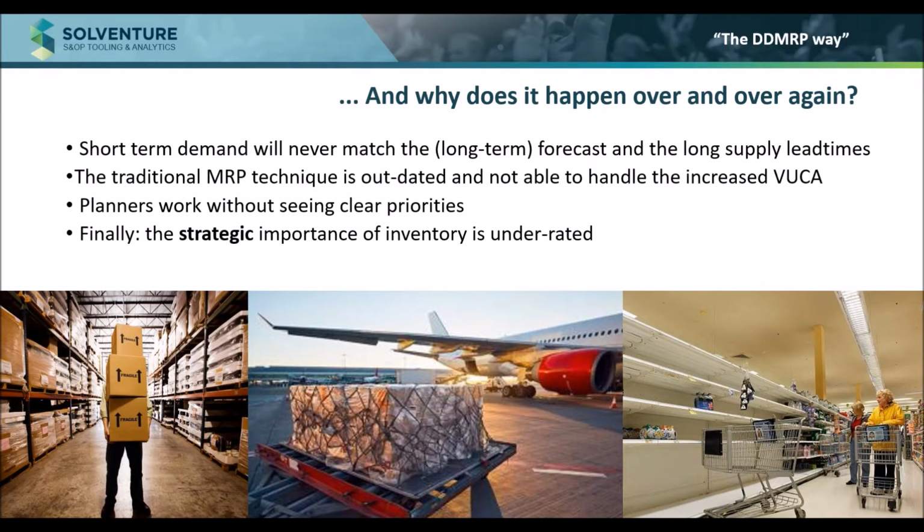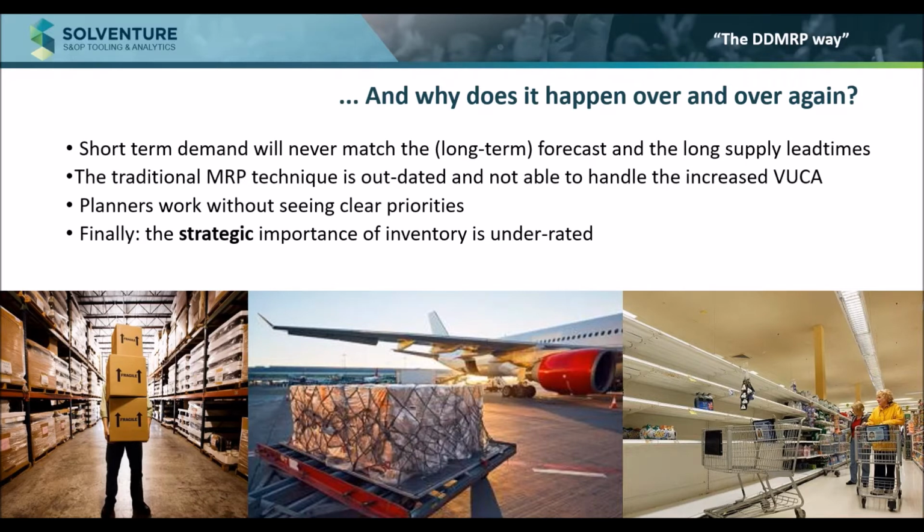Something else that is a side effect of this, and especially in that MRP story, is that planners work without seeing a clear priority. So planners just see due dates changing, and it creates some kind of firefighting and replanning. So planners lose track of the priorities and hence also lose the fight of protecting both the top and the bottom line.